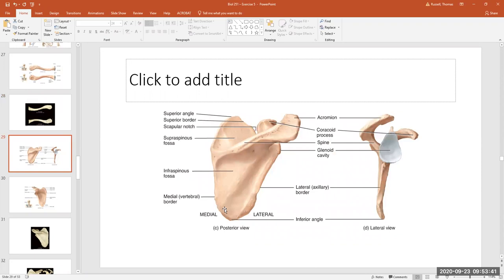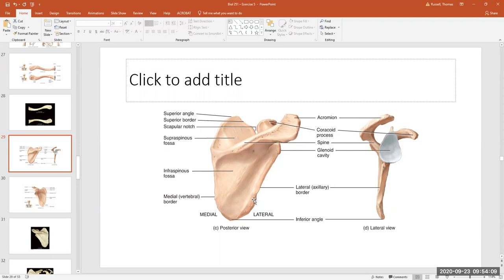Now let's look at the scapula. This is a right scapula. This is a posterior view of the scapula. So it's like you're looking at it by looking at somebody's back. So if somebody was standing in front of you, like you're standing in line, and you're looking at their back, this bone would be their right shoulder blade. So how do I know that?